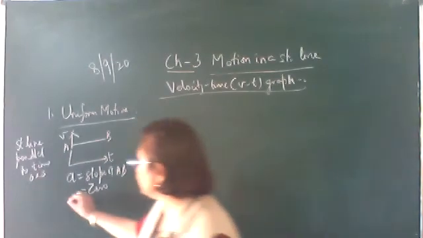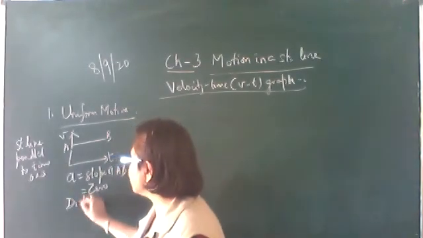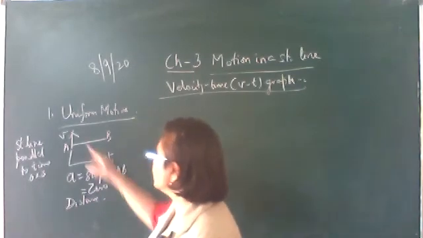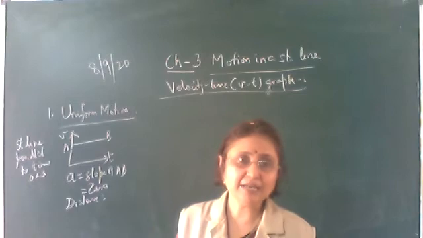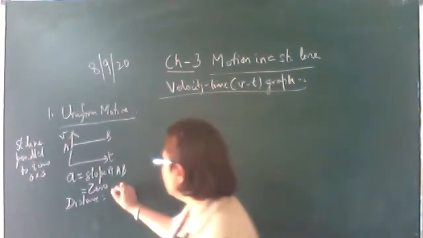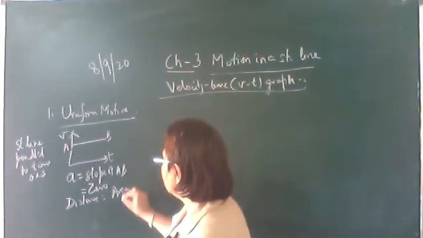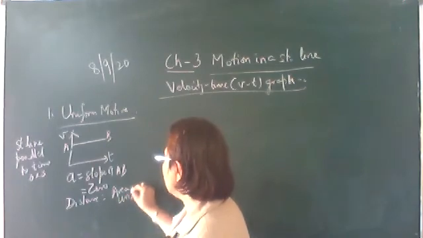And the second thing you can determine is the distance traveled. Distance is the area under the AB line. The area under the line will give you the distance traveled. So distance is given by the area under the AB line.